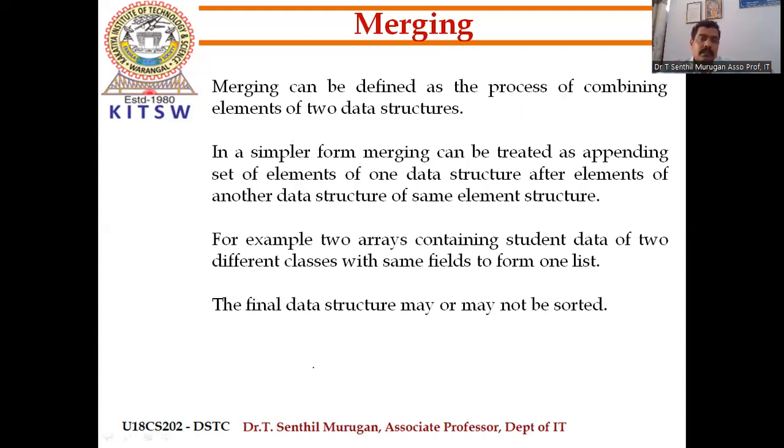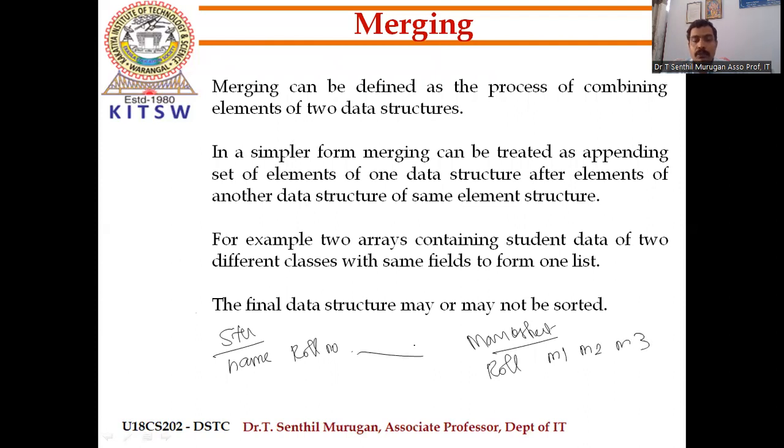Finally, merging. If two files are there, I already told you. The student file has a name and a roll number. Another file is the mark sheet, which has the roll number and mark 1, mark 2, mark 3. So I want to merge these two files.